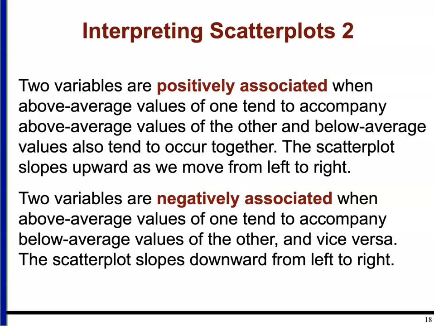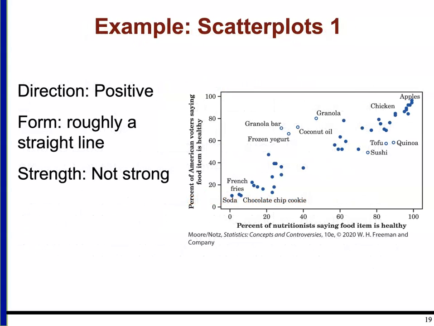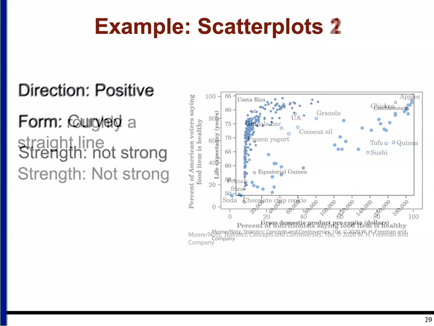Now, a negatively associated variable, or two variables, would mean that high values of one variable tend to go with low values of the other. So here we can see the scatter plot for the nutritionists and the Americans has a positive direction. We would describe the form as being roughly a straight line. There's some variation, but for the most part, you could imagine a line fitting through that data. But it's not particularly strong because there is a lot of variation from that line.